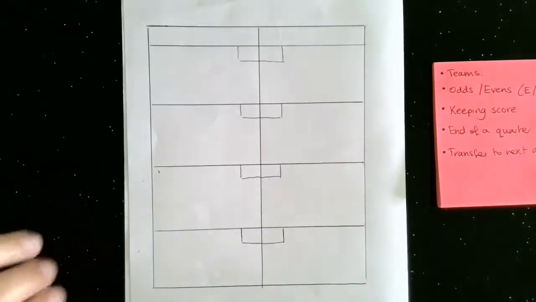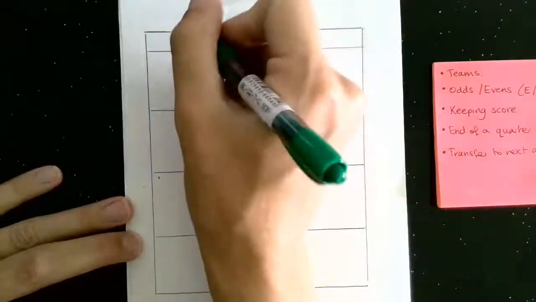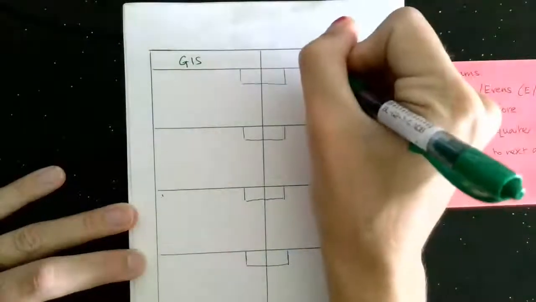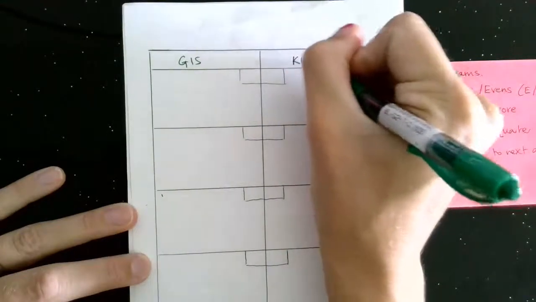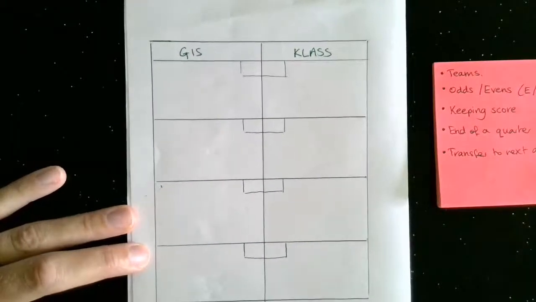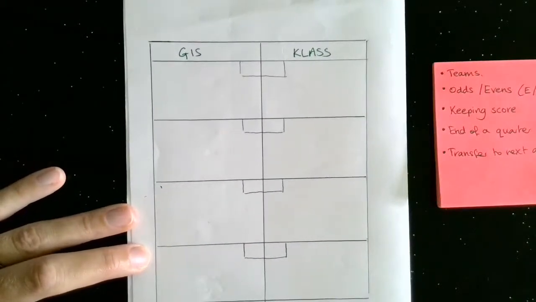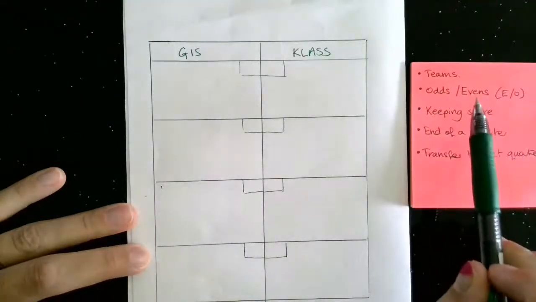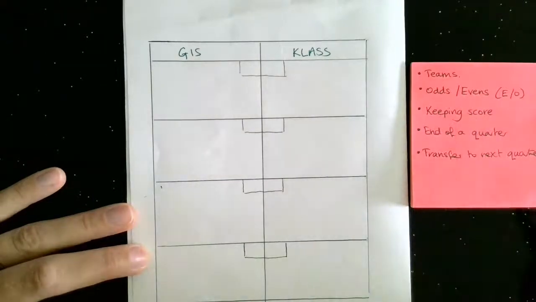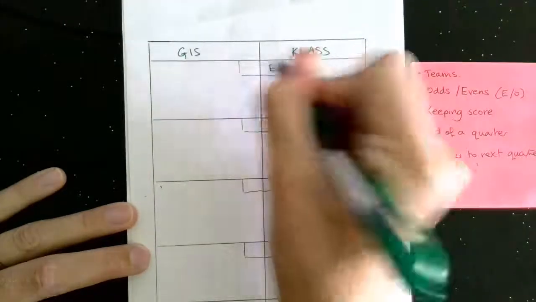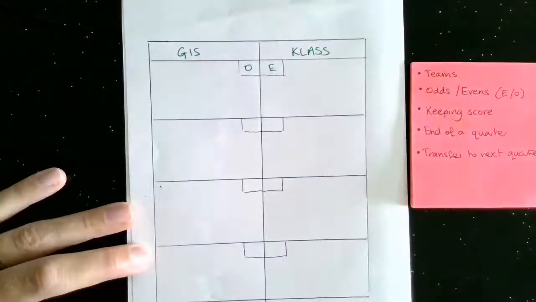So first of all, this is our scorecard. So we'll put in our teams. Let's put GIS here, and let's put Alice Smith here. Before the game starts, the two captains will go and do the toss to decide who takes the first centre pass. Whoever gets the first centre pass is then going to be our even team, and then the other team will be the odds. So let's say that Class win the toss, so they are evens, and then GIS are odds.